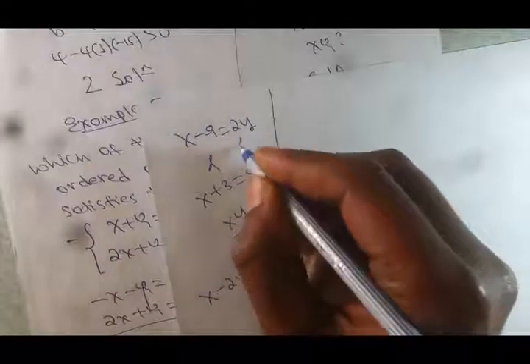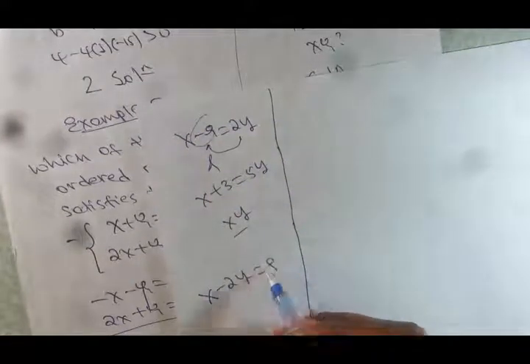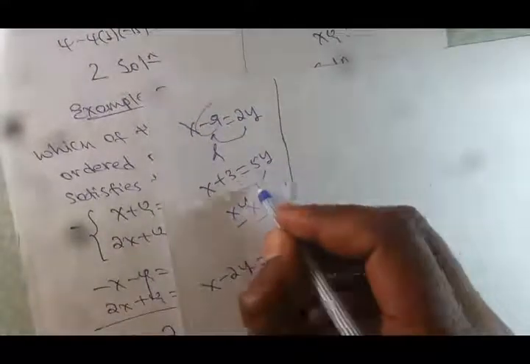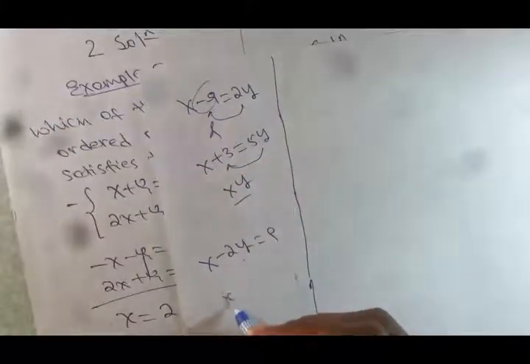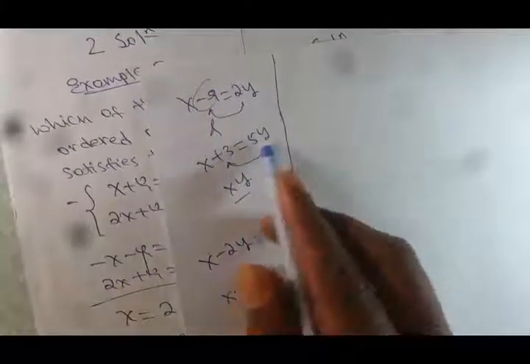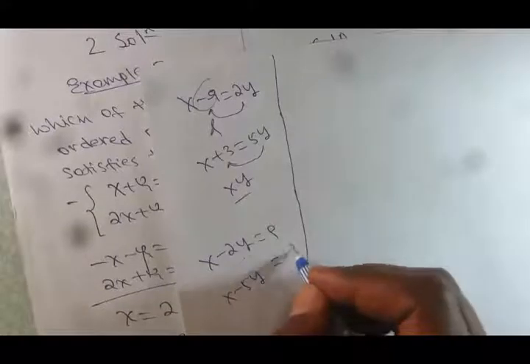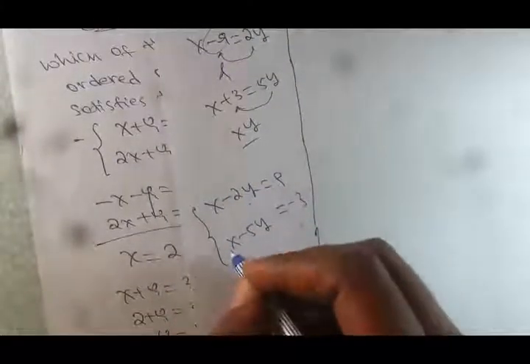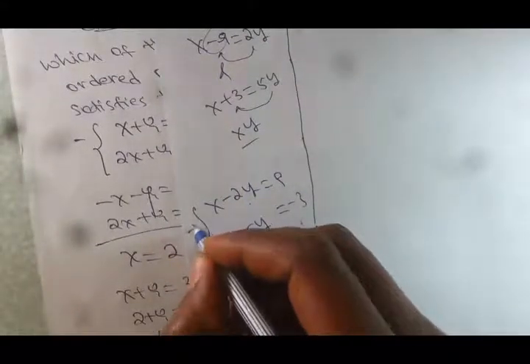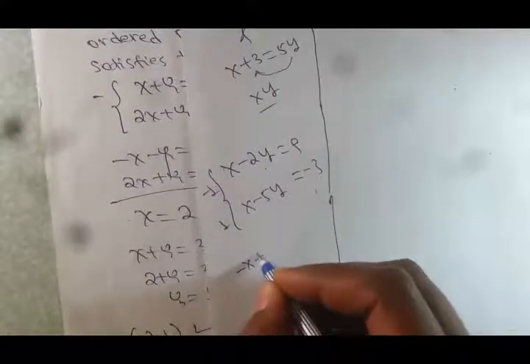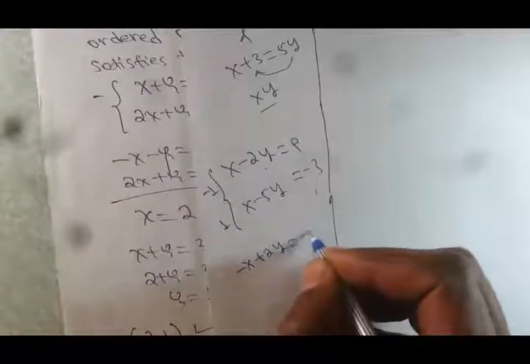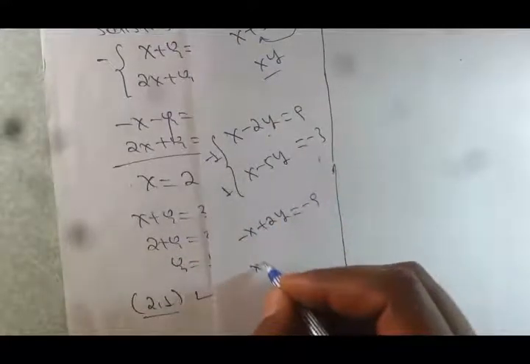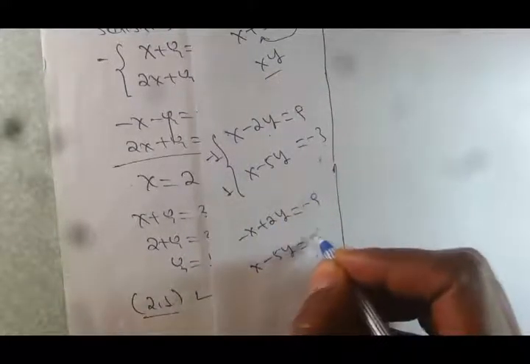When we bring 2y to the left and minus 9 to the right, it becomes positive and it becomes negative. And when we bring 5y to the left, it becomes x minus 5y. When we bring 3 to the left, it becomes minus 3. So we have to multiply the negative of this number, minus 1, by the positive of this number, 1: minus x plus 2y is equal to minus 9, and x minus 5y is equal to minus 3.